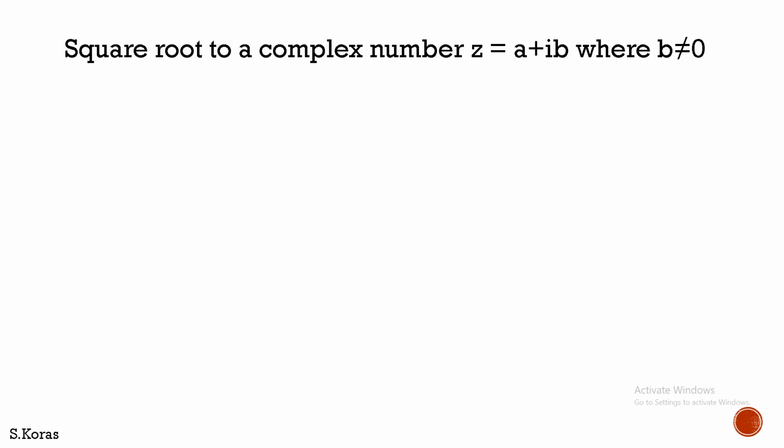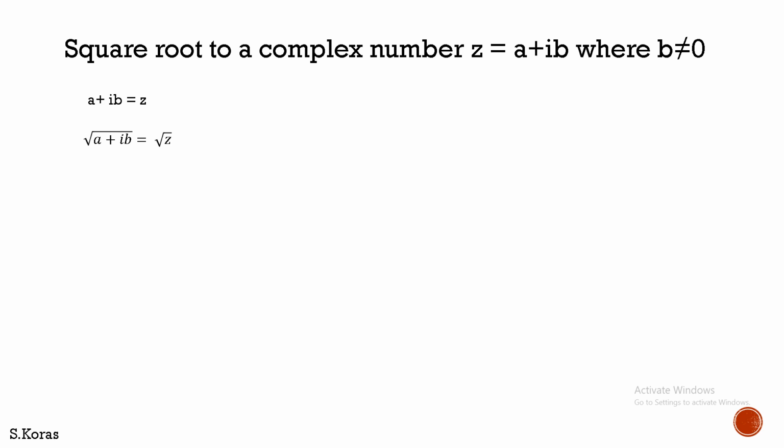Let us consider a complex number z equal to a plus ib, where b is not equal to 0, because if b is 0, then it will be a purely real number. So the condition is b should not be equal to 0, right? To this complex number we are going to take the square root. So a plus ib is equal to z, and we are going to take the square root on both sides. So root of a plus ib is equal to root of z, right?